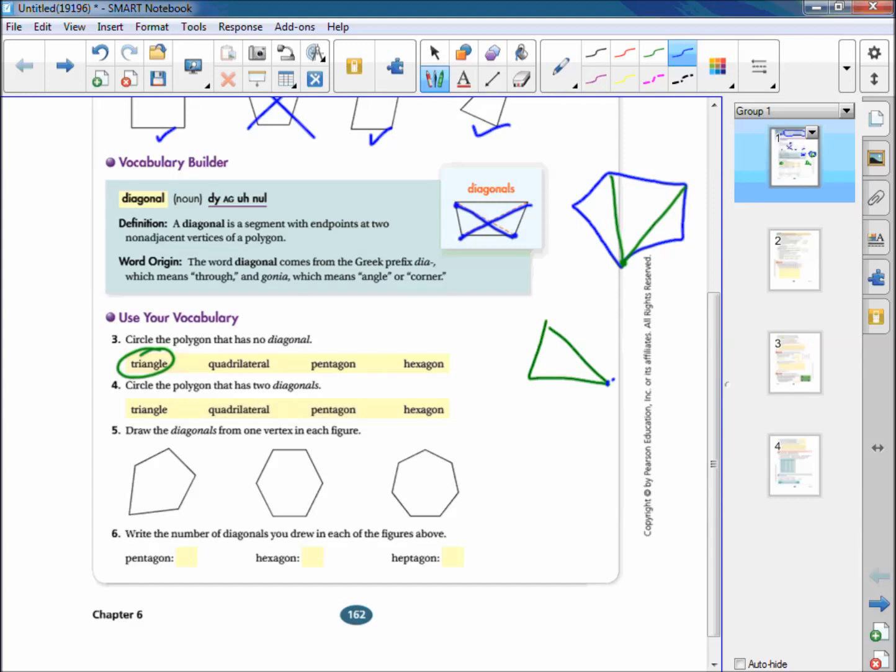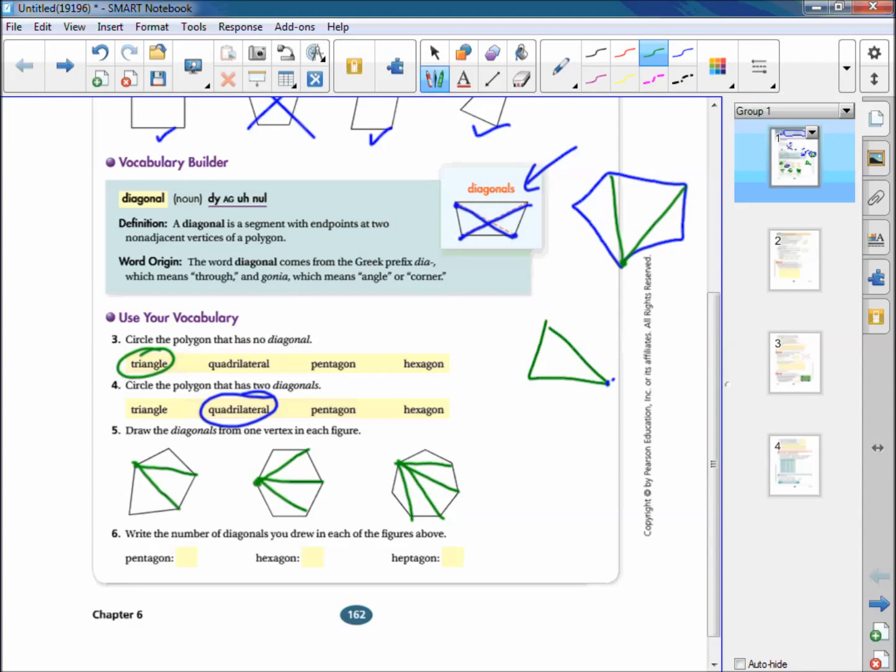Circle the polygon that has 2 diagonals. That's going to be a quadrilateral. We've seen lots of those. Draw diagonals from one vertex in each figure. So draw all the diagonals. For a pentagon here, we have 1, 2 diagonals from each vertex. For a hexagon, we have 1, 2, 3 diagonals from each vertex. And for, I don't know how many sides that has, we have 1, 2, 3, 4. So that was a hexagon. No, not a hexagon, heptagon.